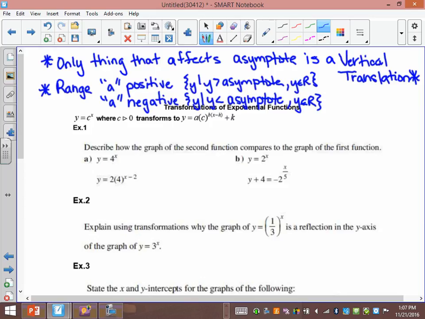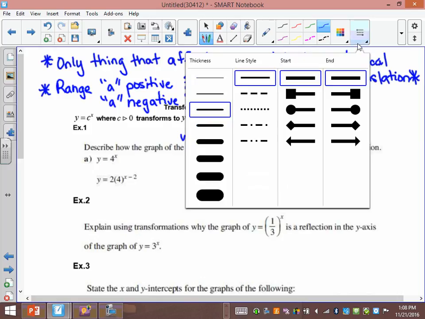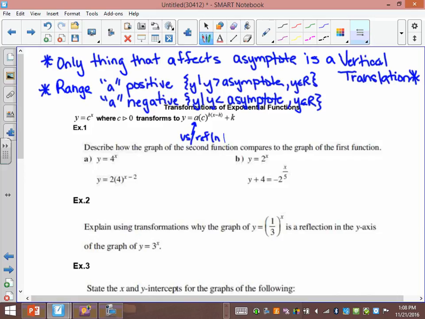Now, if you look at your transformations, it seems a little weird. The only way you can say how a graph is transformed is if it has the same base. So this little c value here needs to stay the same. This c value here does nothing. It doesn't translate it at all. It needs to be the same. Here is your vertical stretch, or your reflection in the x-axis. And this is your vertical translation. Just like they were before.